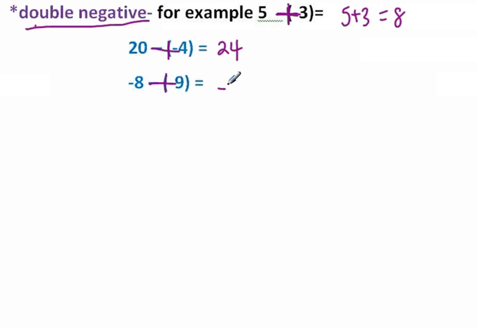So this problem is now -8 plus 9. These have different signs, so I subtract. 9 take away 8 is 1. And I have to decide if it was a positive 1 or a negative 1. What's larger, an 8 or a 9? A 9, and this 9 is positive, so my answer is positive 1.